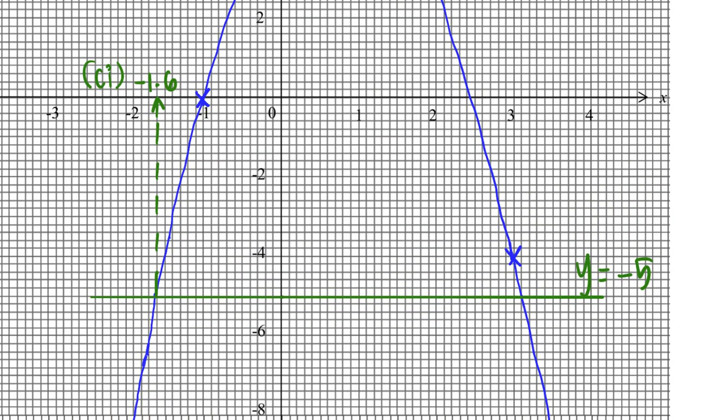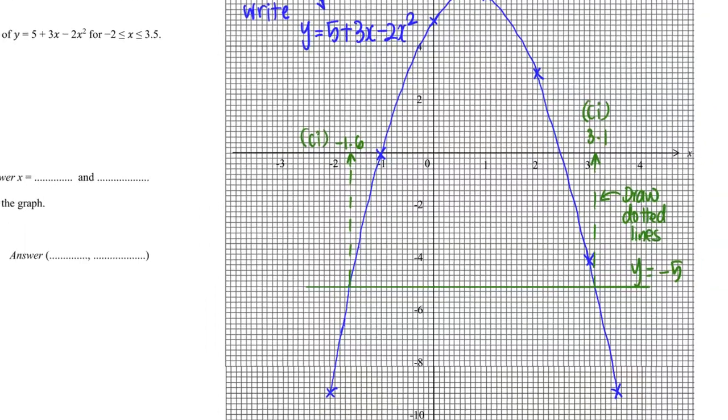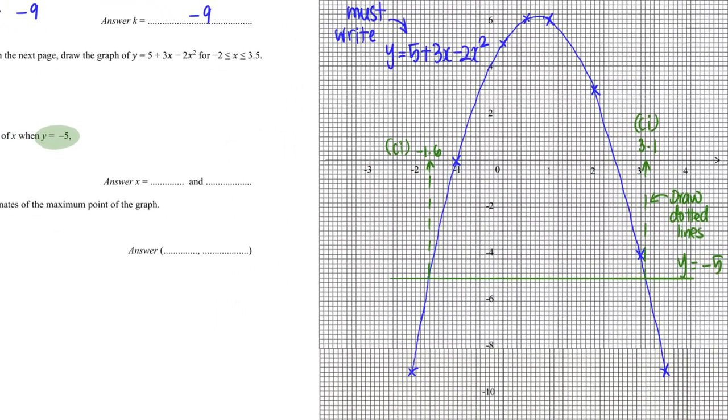And the other answer will be here. 3.1. So draw this dotted line so that we can ascertain that you are really getting the answers from the graph. Okay? So that is something for us to take note of.